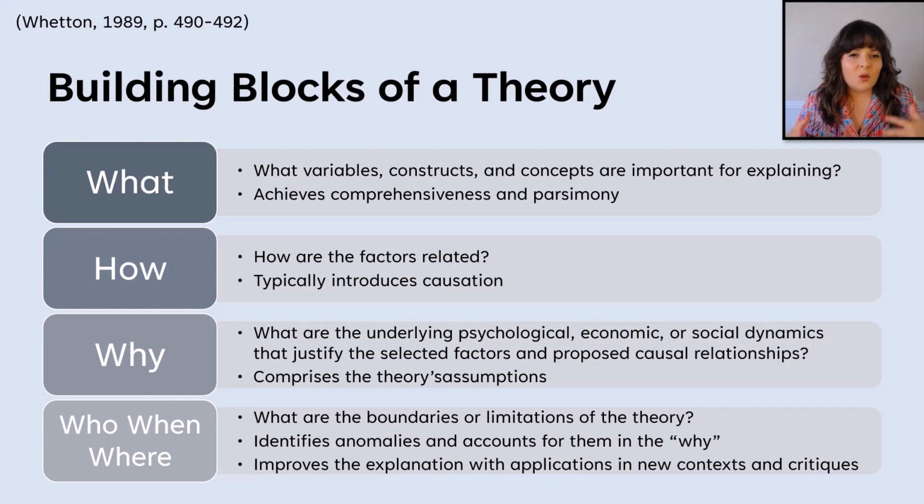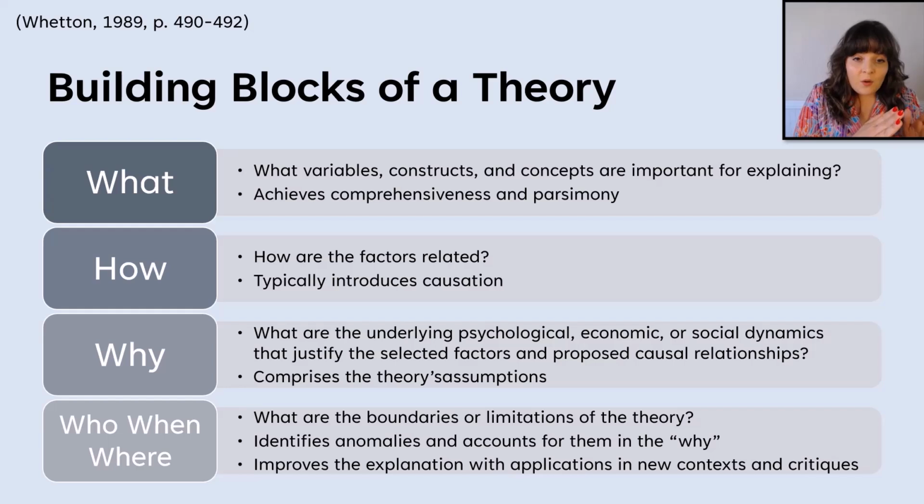I want to go back to what actually a theory is so we can get at what's underneath the theory, those building blocks of the theory. Theories, according to Whetten, are intended to explain the what, how, why, and who, when, and where of a situation or a phenomenon. And when these things come together in a coherent way, we get a theoretical explanation that helps us make sense of a complicated reality.